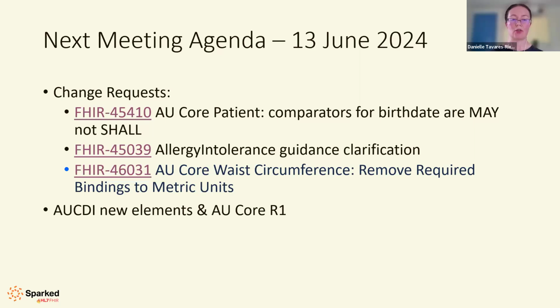This is out of a ballot reconciliation item that we agreed we needed to improve the guidance, but we had to go away and write it up and come back. And then we have a new change request on AU Core waist circumference and looking at what that binding should be on metric units. And then we're going to start kicking off around AUCDI's elements. Now that AUCDI R1 has made some changes, that means that comes back to us to discuss and work through. And we're going to start that in our next one. So that's 13th of June. And that's it for the meeting.